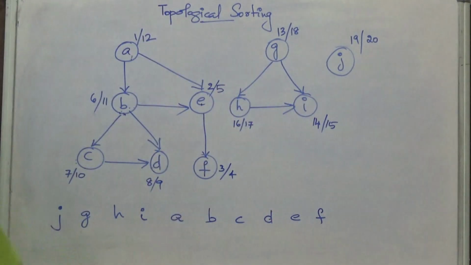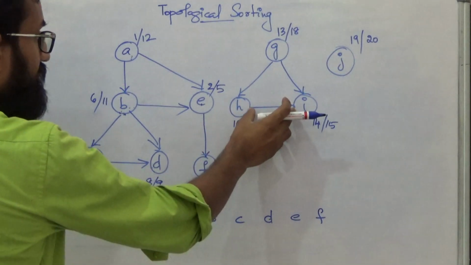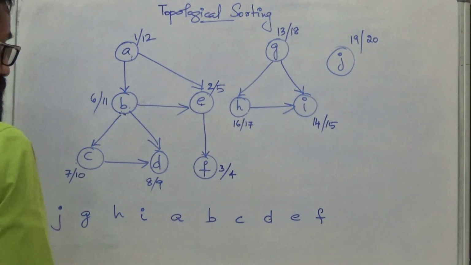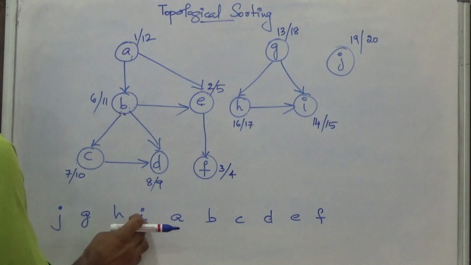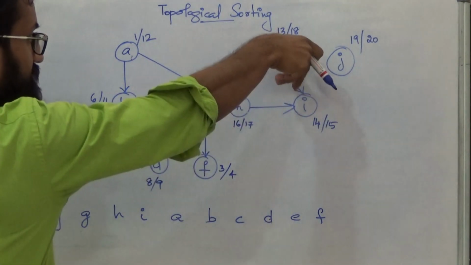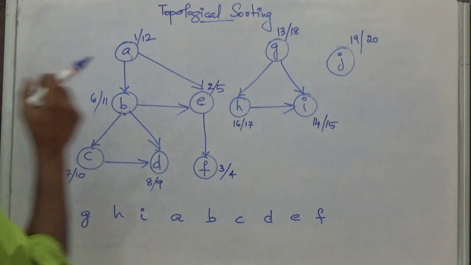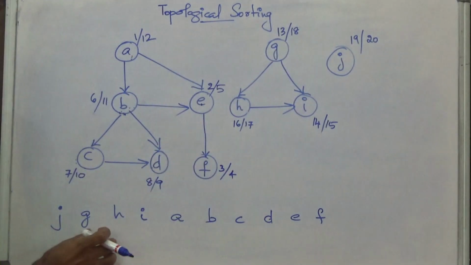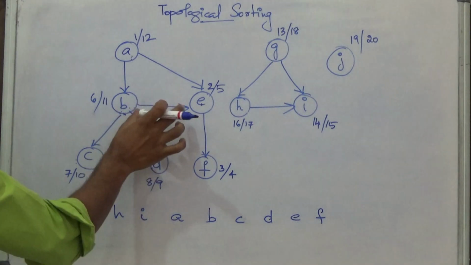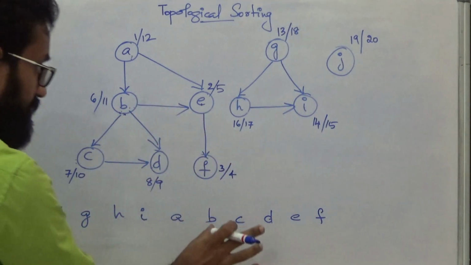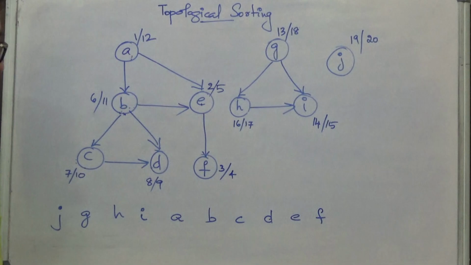Now what happens is, if I pick any edge HI, in this sequence H must precede I. If I take GI, G must precede I in this sequence. G precedes I. If I take GH, G precedes H. If I take BE, B precedes E in this sequence.